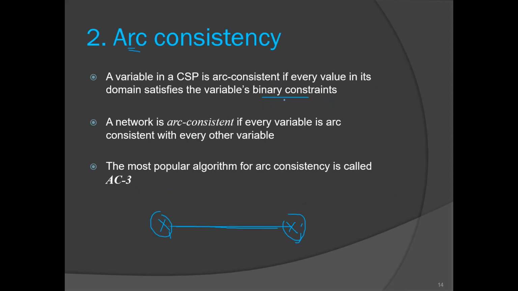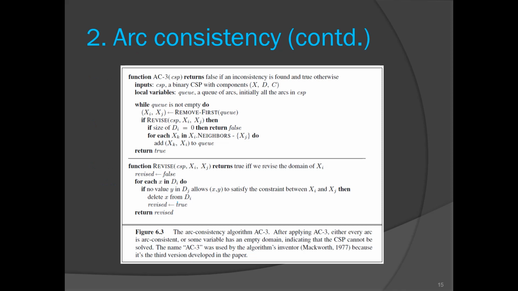Here we have to consider a binary constraint, where two variables are involved. A variable in a CSP is arc consistent if every value in its domain satisfies the variable's binary constraints. When you fulfill the binary constraints, that consistency is known as arc consistency. And when every variable is arc consistent, that network is known as arc consistent. Now we have one popular algorithm here, that is the AC3 algorithm. Let's see that.